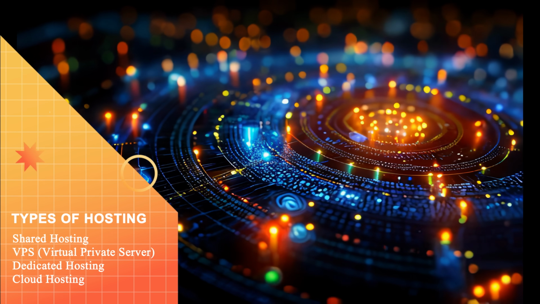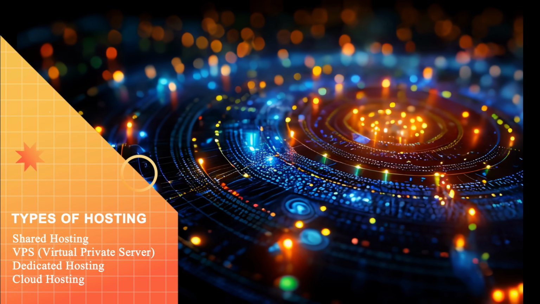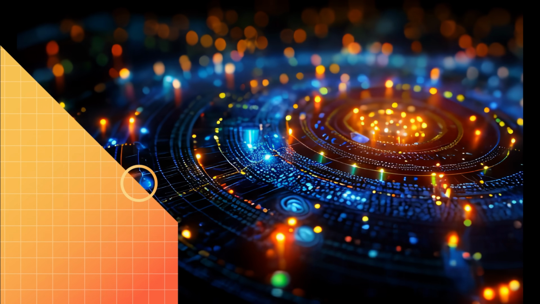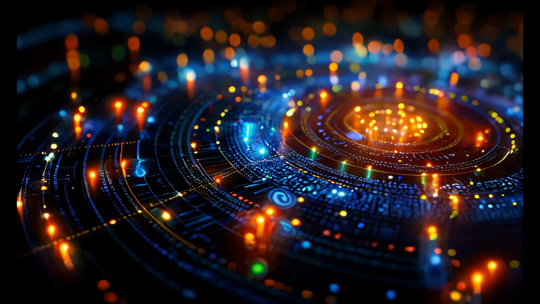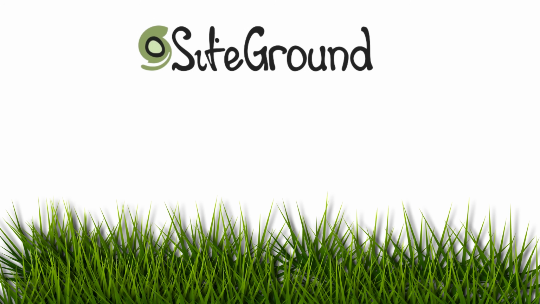Now, there are many different types of web hosting, namely shared hosting, virtual private server, dedicated hosting, and cloud hosting. For beginners, I recommend shared hosting, as it is relatively cost-effective and easier to get started with. So now that you have a basic understanding of what web hosting entails, the next step would be to choose a hosting provider. There are many providers out there such as Bluehost, GoDaddy, HostGator, and a myriad of other providers, but in this video we will be focusing on Siteground.